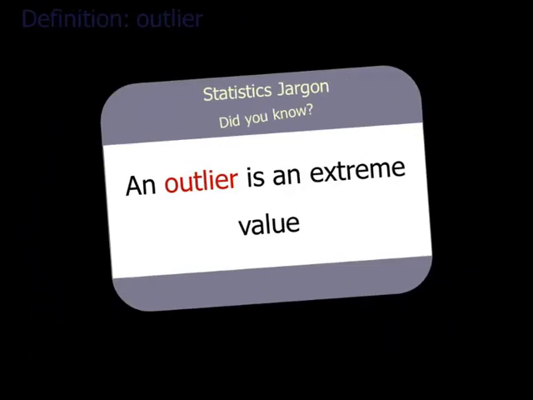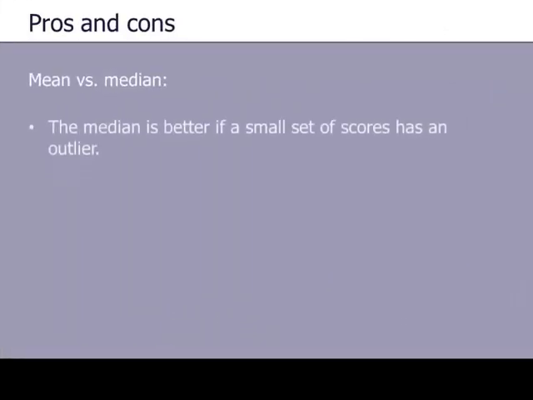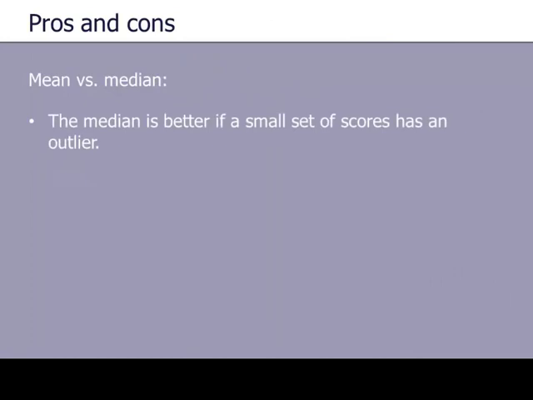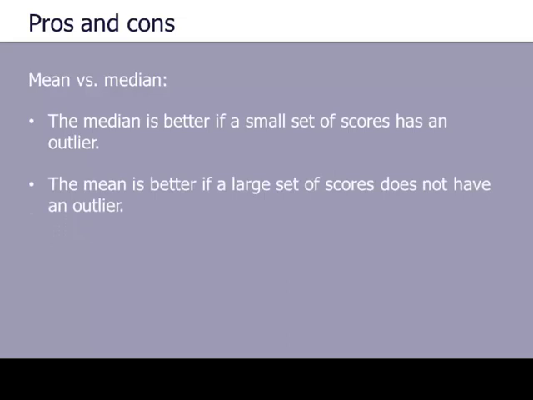So, which is a better measure of central tendency, the mean or the median? It may depend on whether the data set includes outliers. An outlier is an extreme value that differs greatly from other values in a data set. Generally, the median is a better measure of central tendency if you're dealing with a small set of scores that includes an outlier. The mean is better if you have a large set of scores without an outlier.